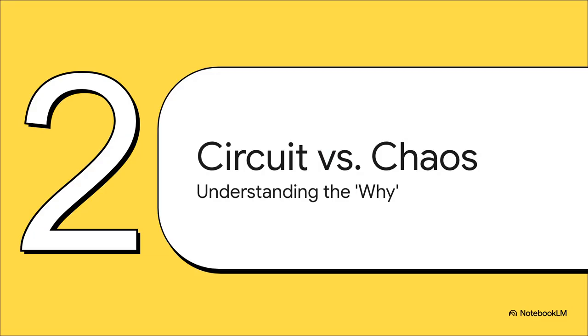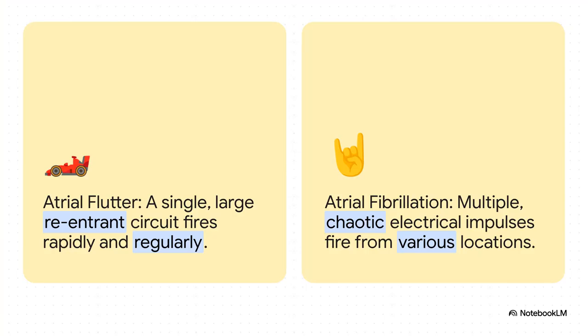That question leads us straight to the core of the issue, the why. Understanding the difference between an organized electrical circuit and just pure electrical chaos is the secret to unlocking everything else, from reading the EKG to picking the right treatment. I think the best way to picture this is with an analogy. Think of atrial flutter like a race car on a track. It's one single, huge, predictable loop going round and round. Now, atrial fibrillation, that's an electrical mosh pit. You've got tons of random signals firing off from all over the place with no rhyme or reason.